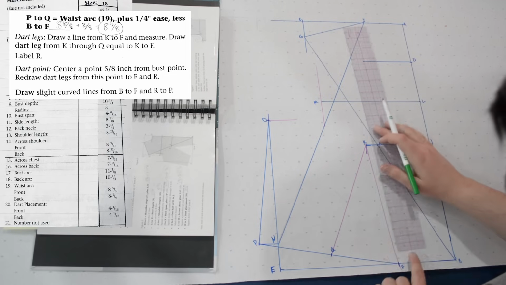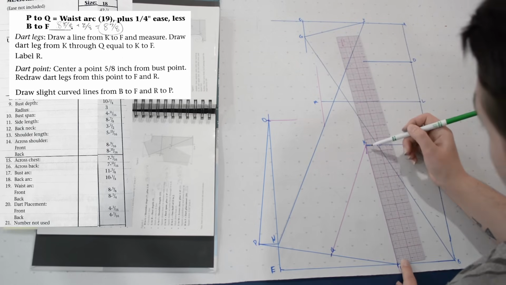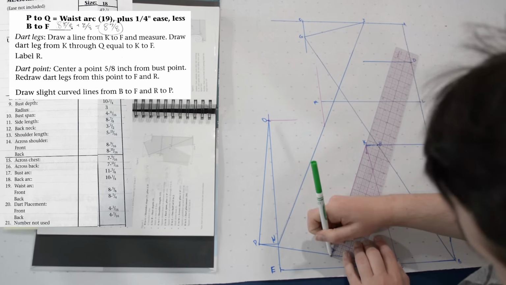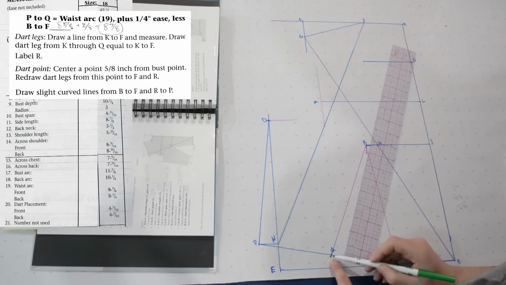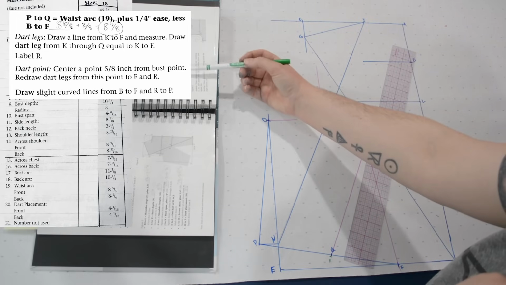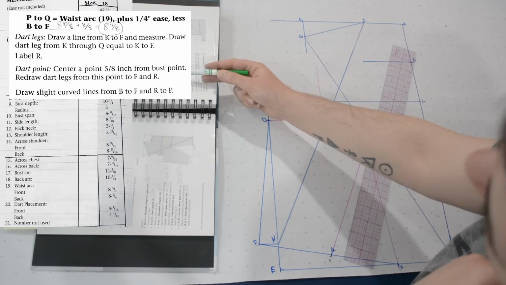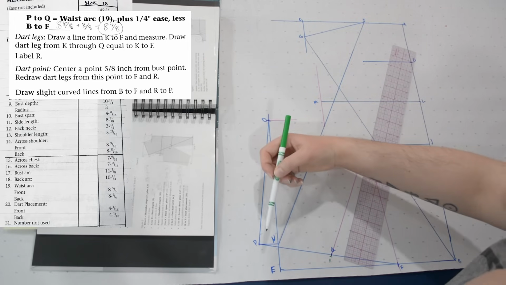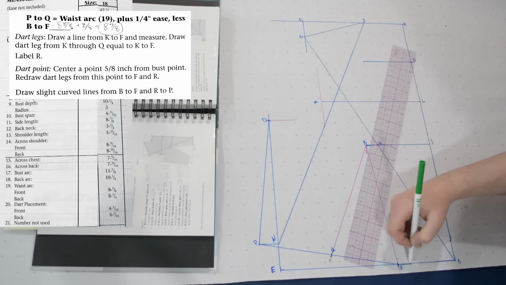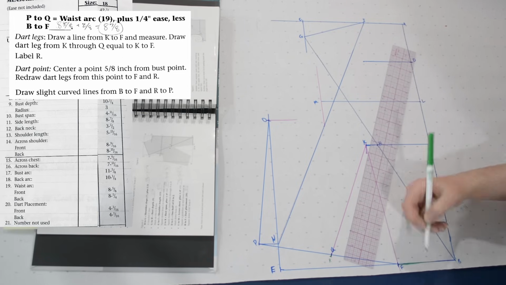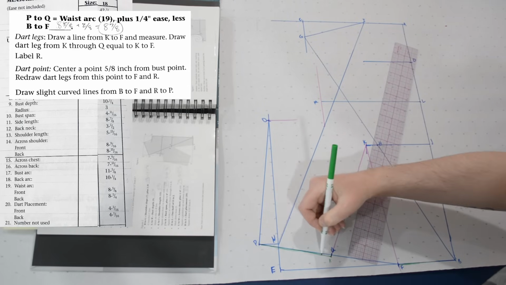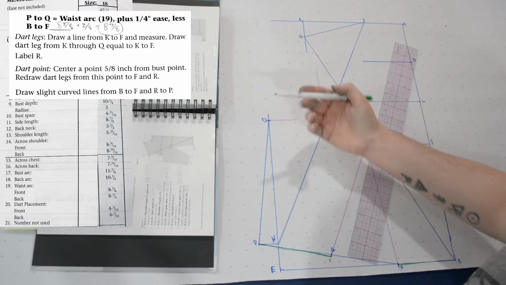So, taking my ruler correctly, I'm going to measure this, and that is 8.5. And so I have to make sure that this is also 8.5, which comes down a little bit lower here. So my dart leg needs to come down to here, which is now labeled point R on our instructions. So draw slightly curved lines from B to F. So this is hypothetically coming down a little bit. So it's like the world's slightest curve here. And then same here. This needs to be curved up into that, but it's super subtle, no worries.